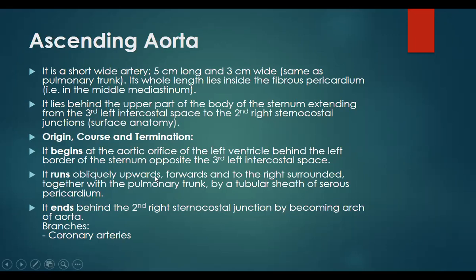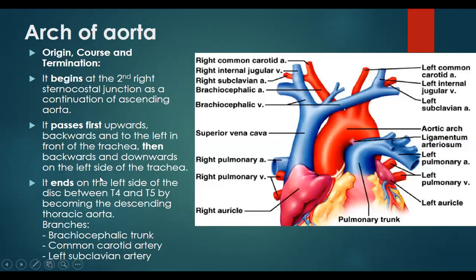It runs obliquely upwards, forwards, and to the right, surrounded together with the pulmonary trunk by a tubular sheath of the fibrous pericardium. As we can see here, it is going from the left side to the right side, along with a covering of the fibrous pericardium, which is covering not only the aorta but also the pulmonary trunk.